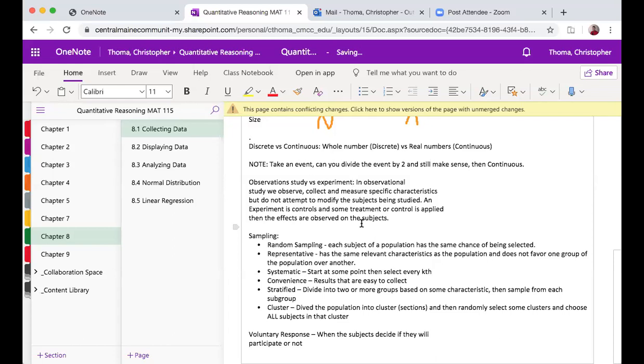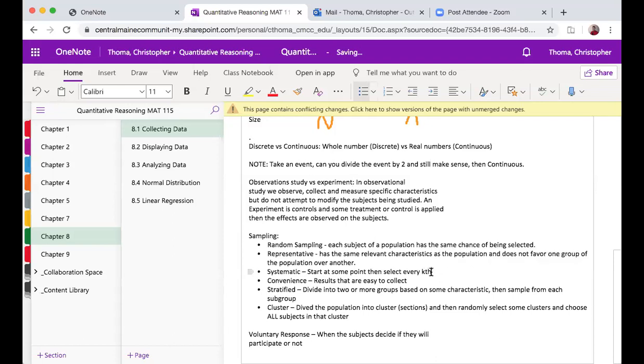So these are the types of sampling that try to get things to be random and give everybody an equal chance. So systematic means you start at some point, then you select every kth case, right? It's supposed to have a little subscript on the k.